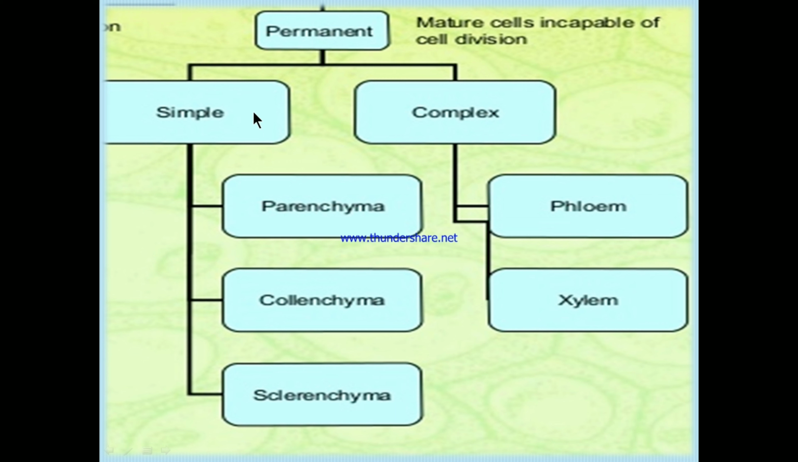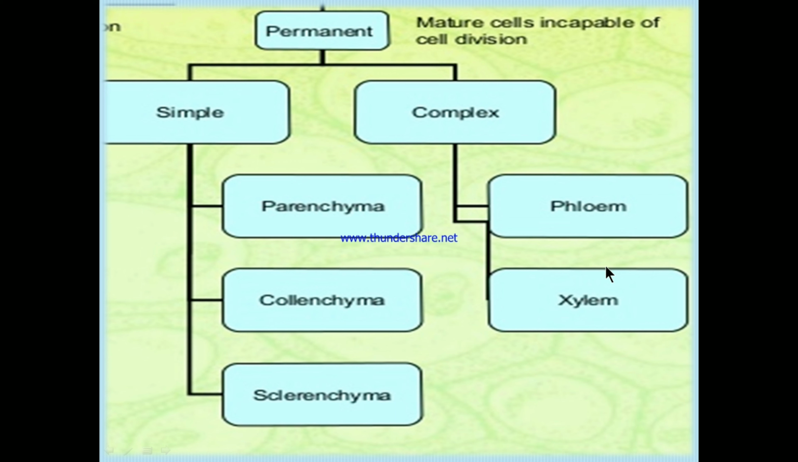So here we have the permanent tissues, simple and complex. Simple permanent tissue is again of three types: parenchyma, collenchyma and sclerenchyma. On the other side, the complex permanent tissue is of two types, the phloem and xylem. They are also called the connective tissue or vascular bundle. In this class we'll be talking about these different kinds of permanent tissue.